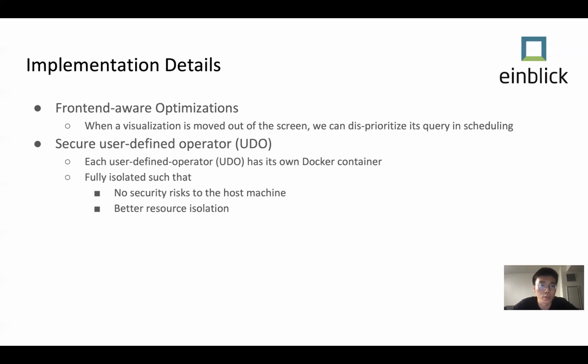Here are some implementation details. We do some optimizations for the front end. For example, if a visualization, as you have seen in the screenshot, is moved out of screen, we can deprioritize its query in scheduling because the user for now doesn't care about its result. We also have a secure user-defined operator mechanism. Each UDO has its own Docker container, so they are fully isolated such that there won't be any security risks to the host machine. And they also have good hardware resource isolation.